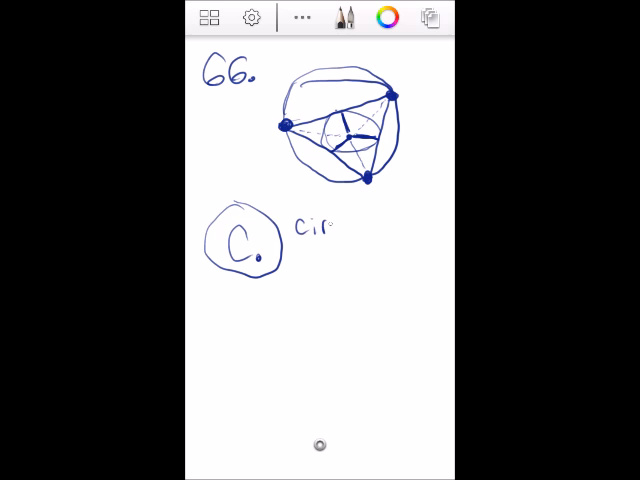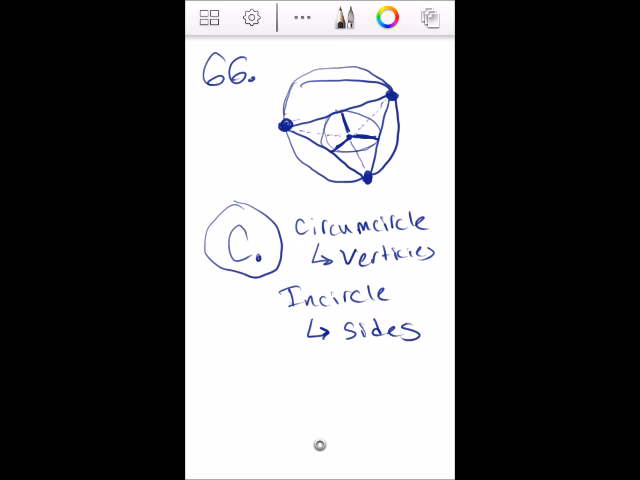So, to help you out, the circumcircle finds the vertices of a triangle. It's equidistant from every vertex. And the incircle is equidistant from the sides of a triangle. So if they're looking for equidistant from the vertices, we say circumcenter or circumcircle. If we're looking for equidistant from the sides, it's an incircle or an incenter.